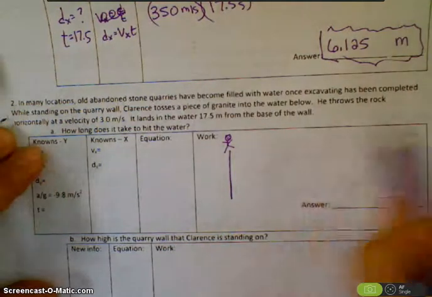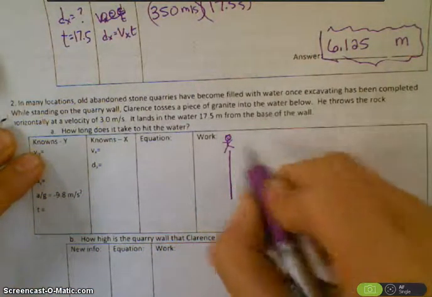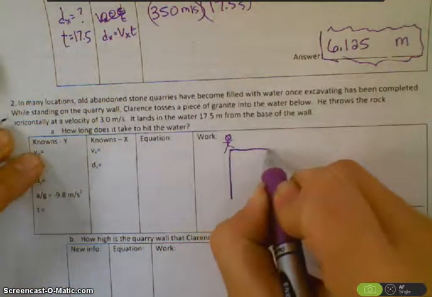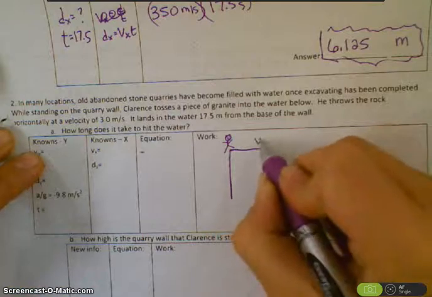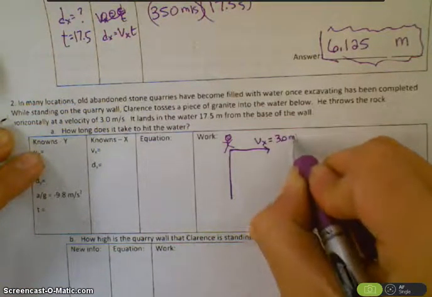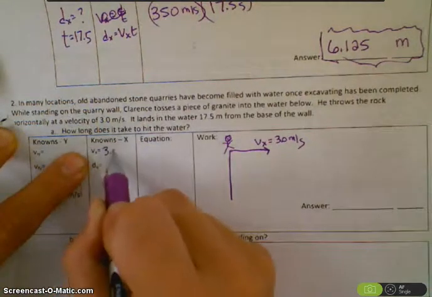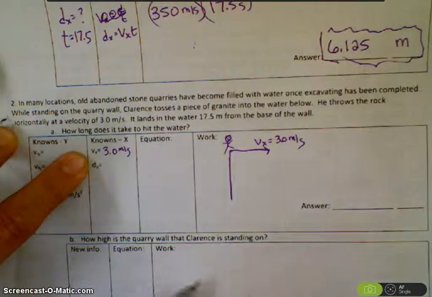Okay. He tosses a piece of granite into the water. He throws the rock at a velocity. So look at this horizontal component right here. Okay, so that goes right here. And then you go up and down at 17.5.